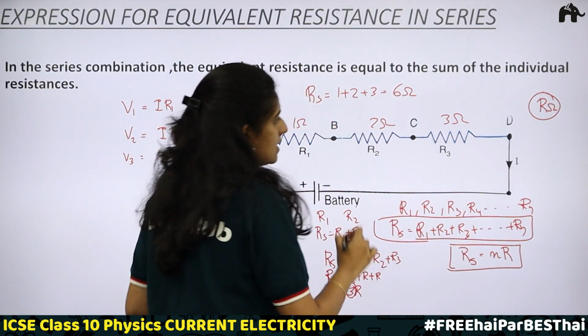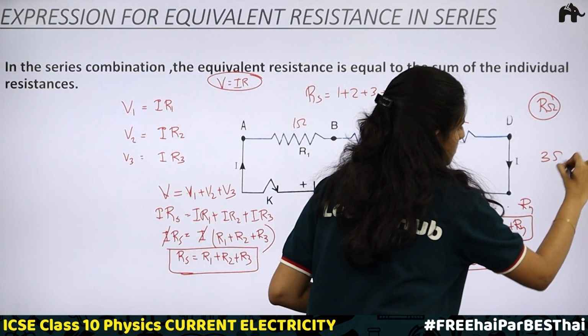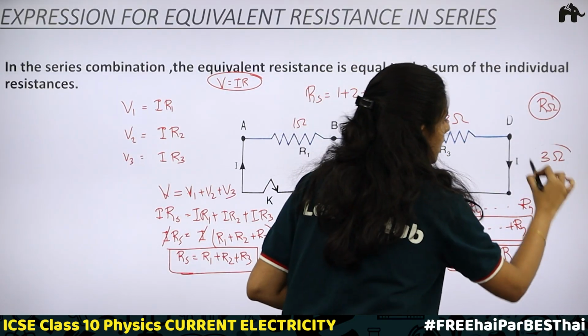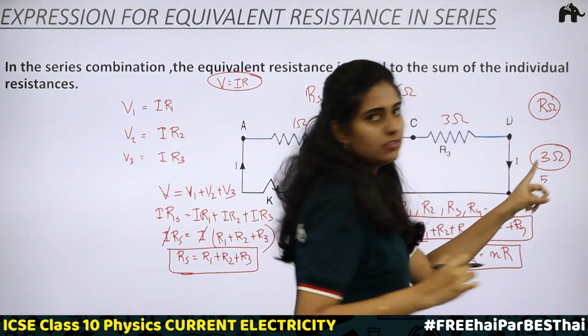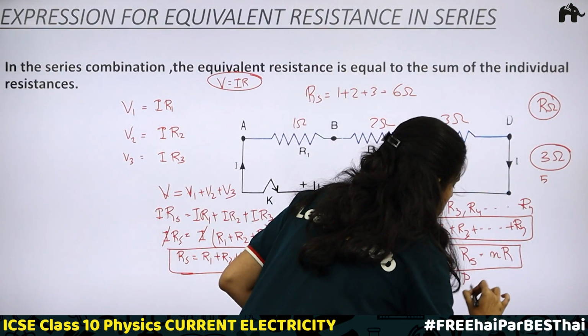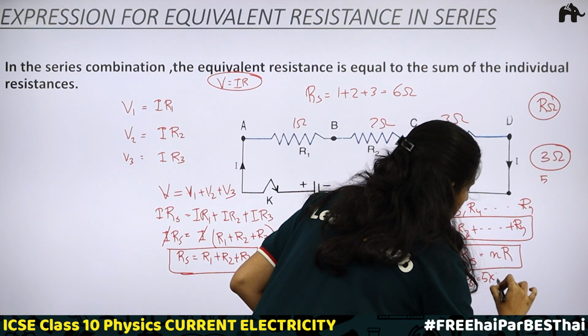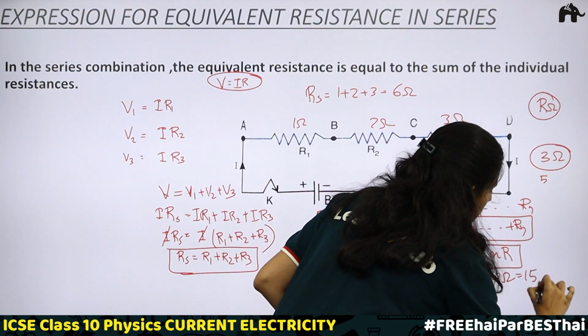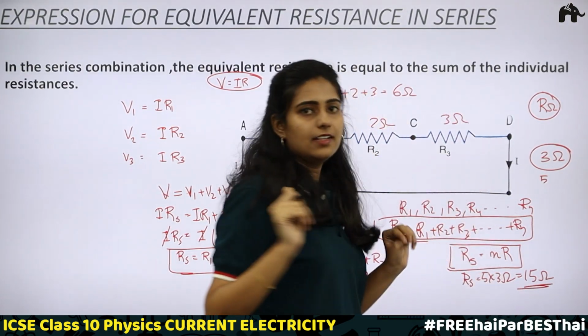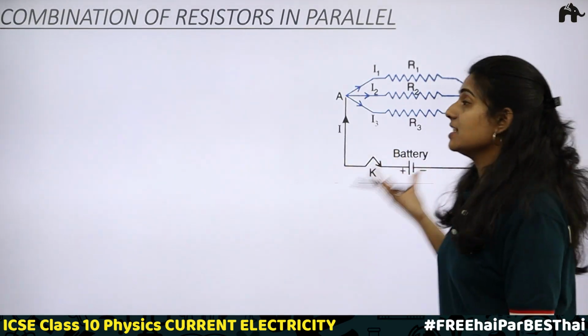For example, let's take 3 ohm resistors. If you have 5 resistors of 3 ohm, then Rs will be equal to 5 into 3 ohm, which is 15 ohm. Clear? Next is the combination of resistors in parallel.